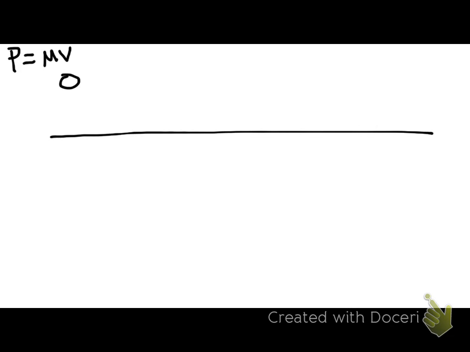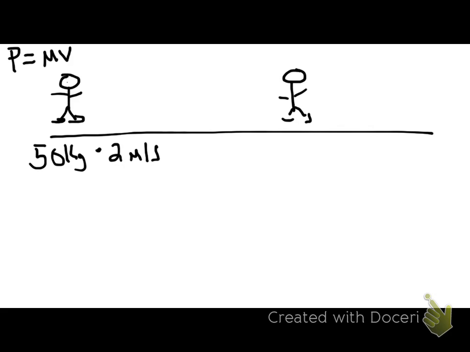So we've got person number one. You're going to have to excuse my pictures. They're generally pretty bad. And we have another person standing over here. Person one weighs 50 kilograms, and they're moving at 2 meters per second. They're going to skate down the ice skating rink and run into the second person. That second person weighs 70 kilograms, and we want to find out what their velocity is going to be after the interaction.